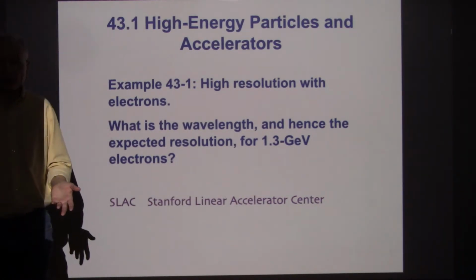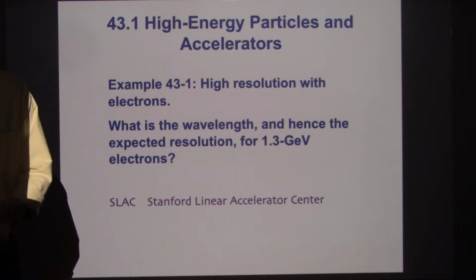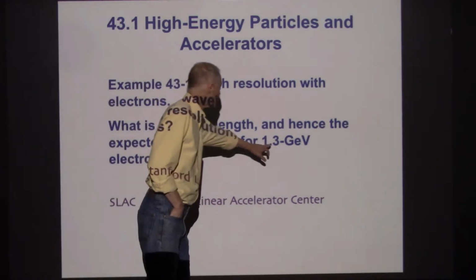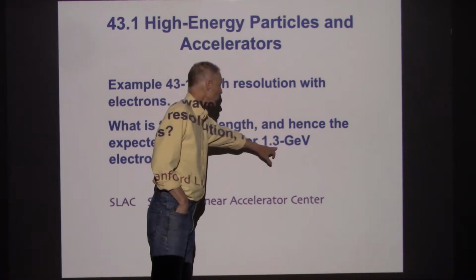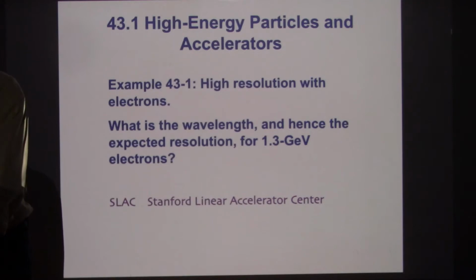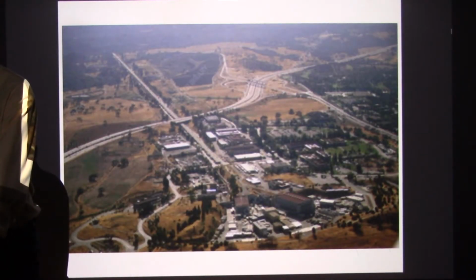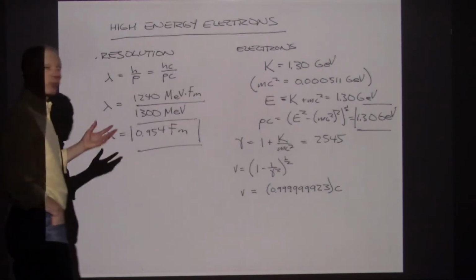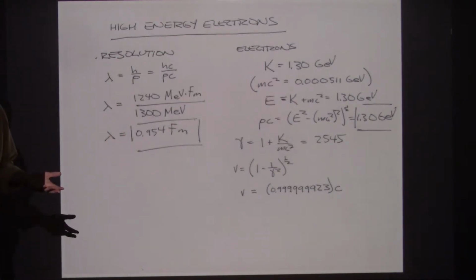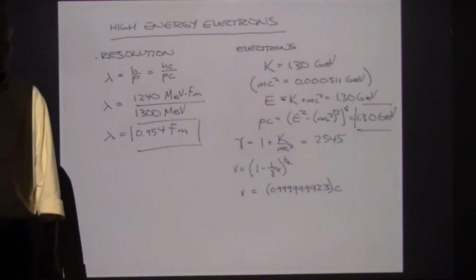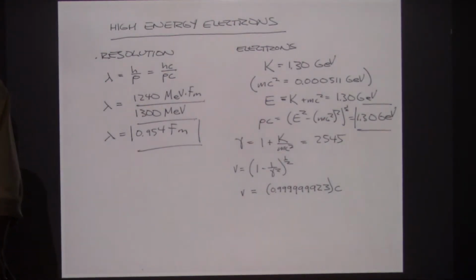national laboratory. So it's saying here, what would the resolution be if those electrons were given a kinetic energy of 1.3 GeV? And there is the Stanford Linear Accelerator Center. So let's take a look at some of the formulas that we've already worked with, and that's pretty much what's going on in this chapter, is that we're going to be using formulas that we've worked from before.